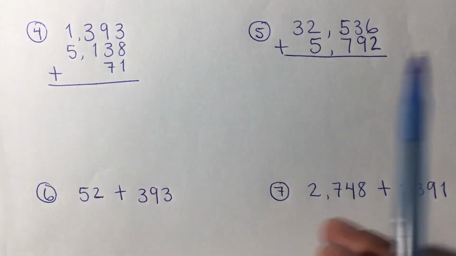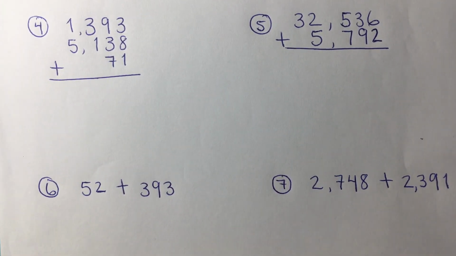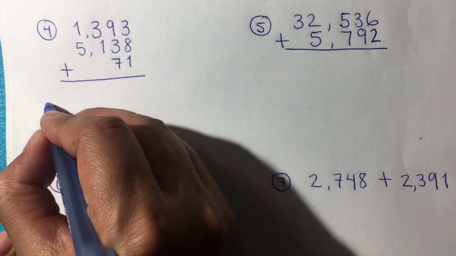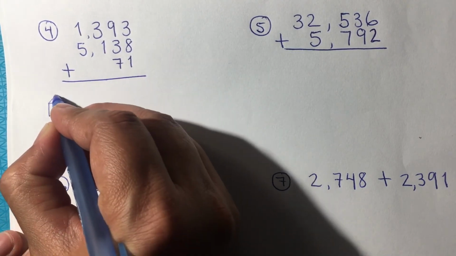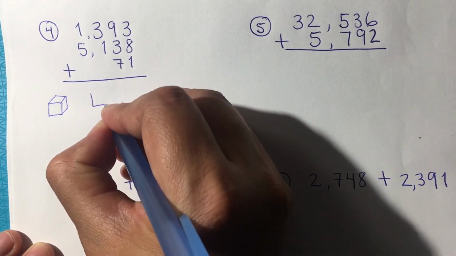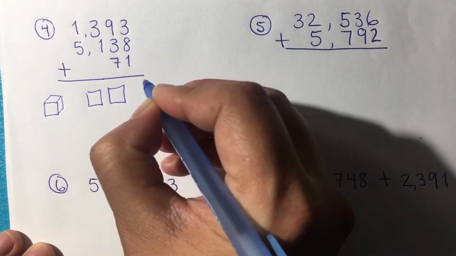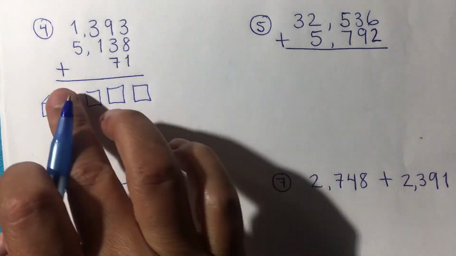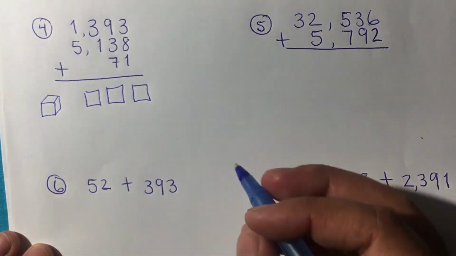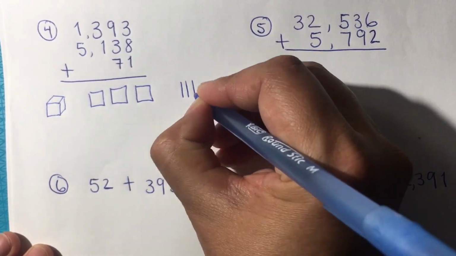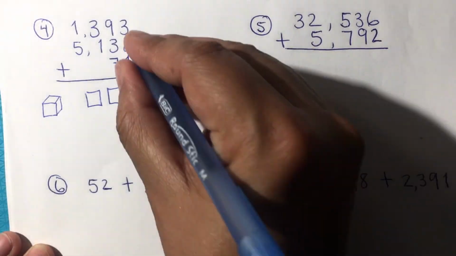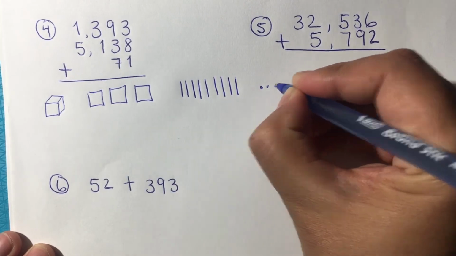I want to do the model for number 4. Let me see if I have enough space for the model. So thousands we represent with a cube. So 1,300 will be 3 squares, and I didn't leave space for the answer. I cannot believe me. 9 tens will be 1, 2, 3, 4, 5, 6, 7, 8, 9. 3 ones, 1, 2, 3.